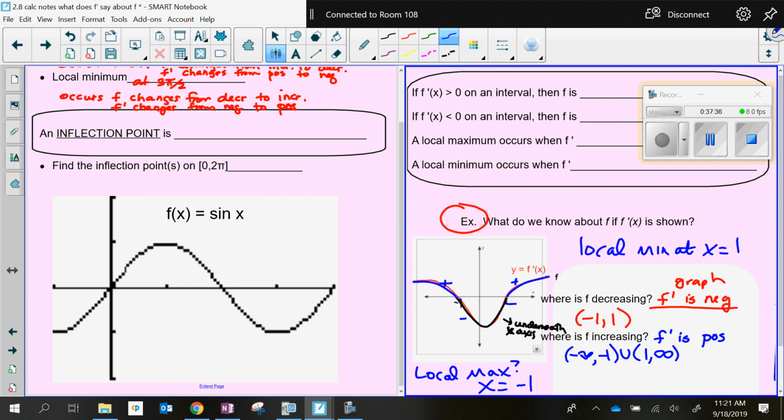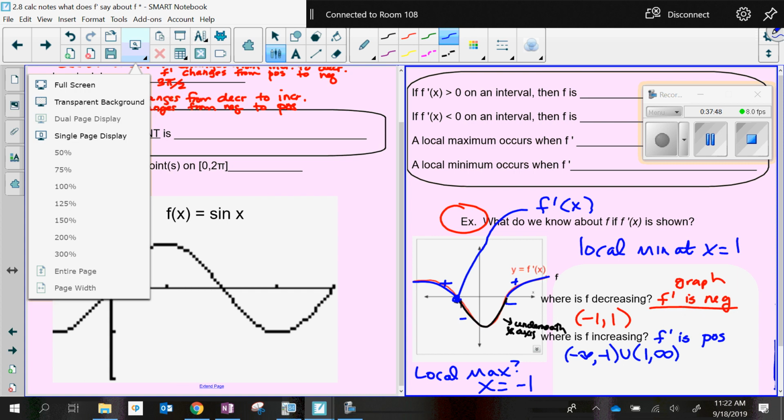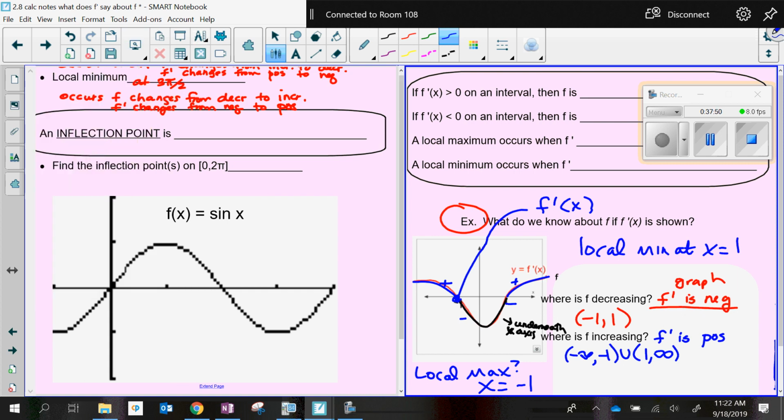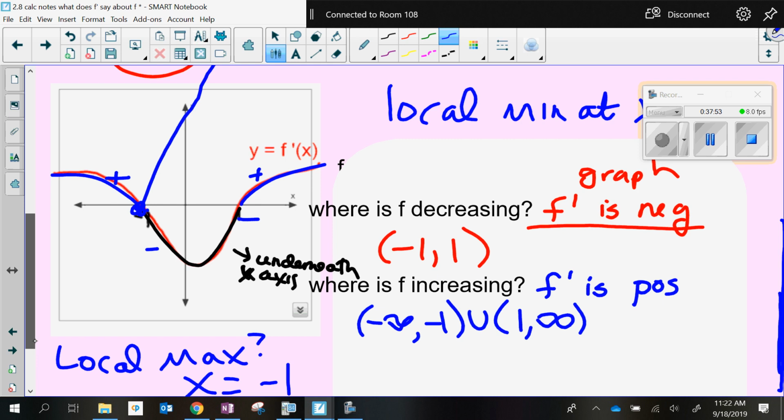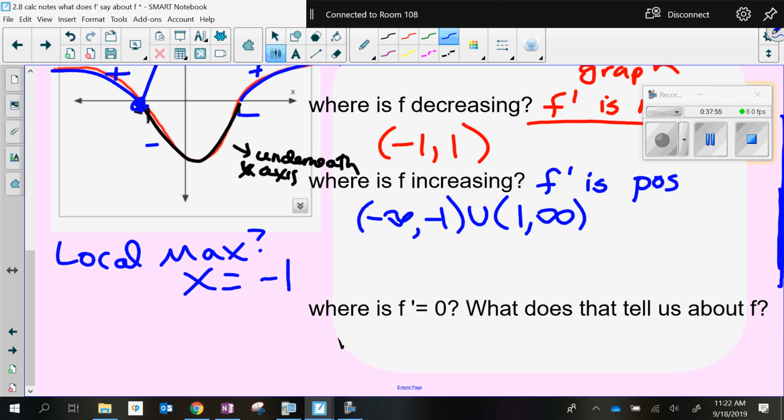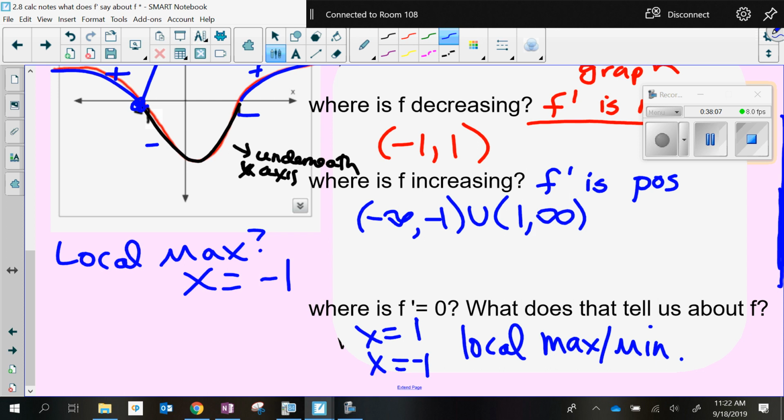And what do we know about this guy here? What is f prime? I think that's the third question down there. I can't really see. f prime of x. All the way down here. f prime of x equals 0 at x equals 1 and x equals negative 1. And those are the local max and min. Okay? So for now, you're looking at a graph.